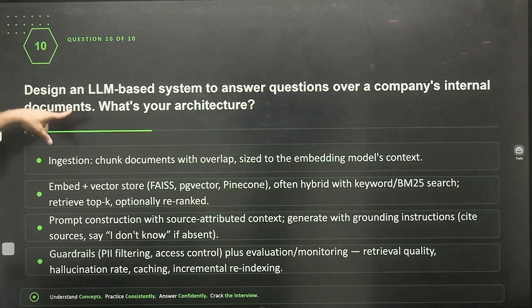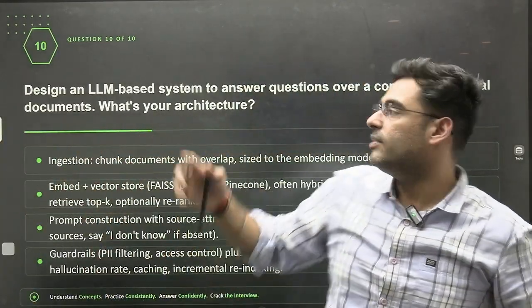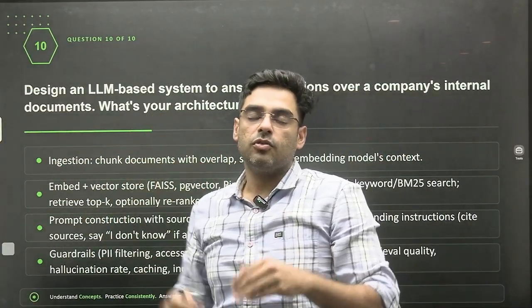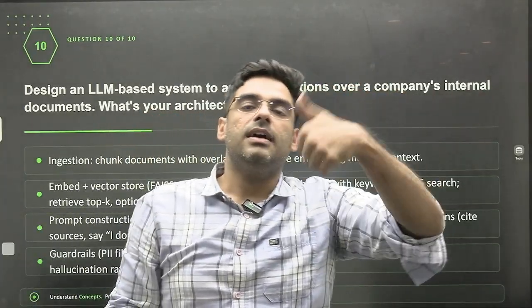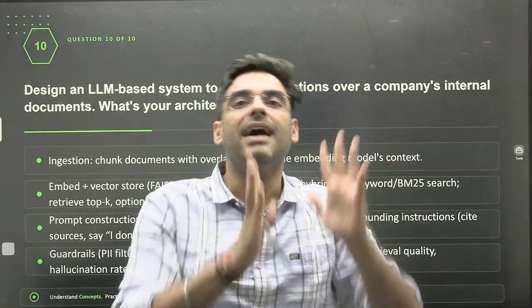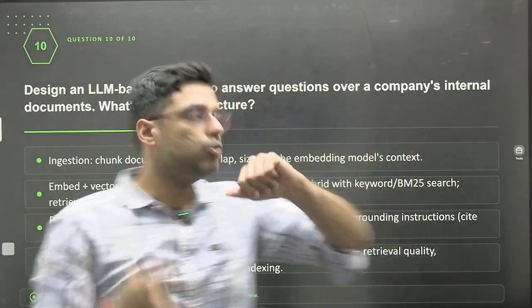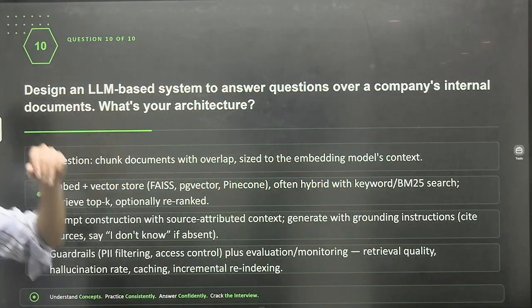Design an LLM based system to answer questions over a company's internal documents. What's your architecture? So it's a highly asked question: they can give you a dataset of the company, and they can ask you to describe the architecture if you want to build a RAG pipeline using that dataset. So how to do this? That is one of the projects that you need to do.